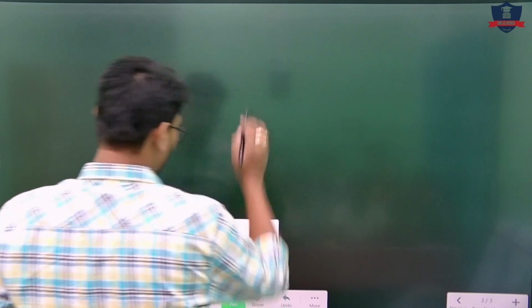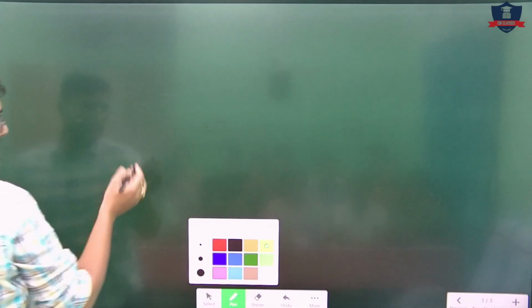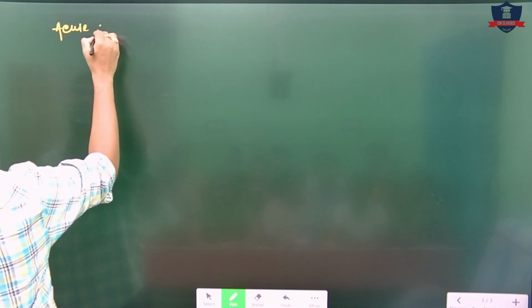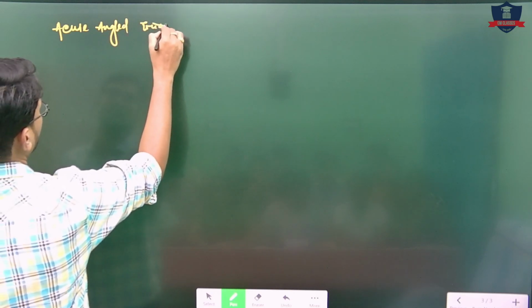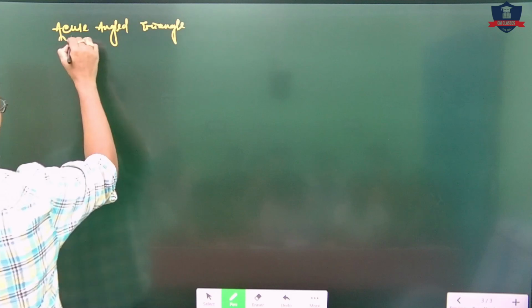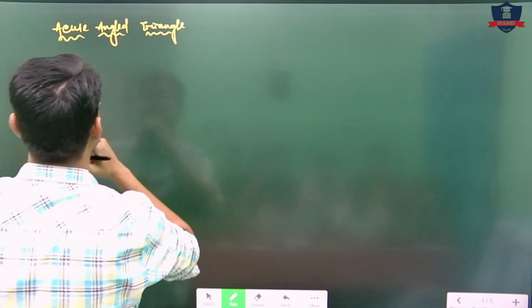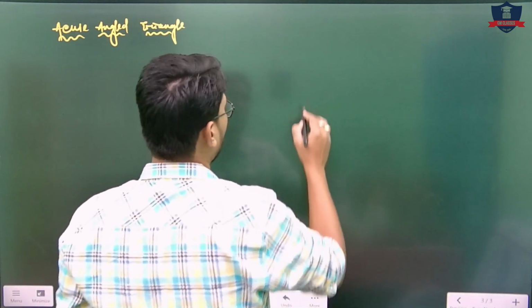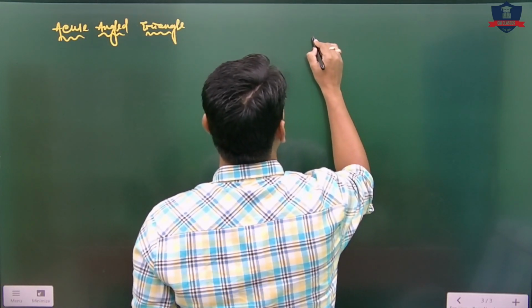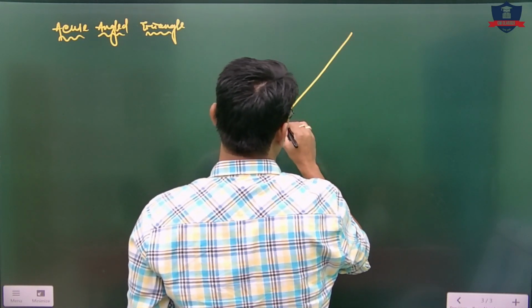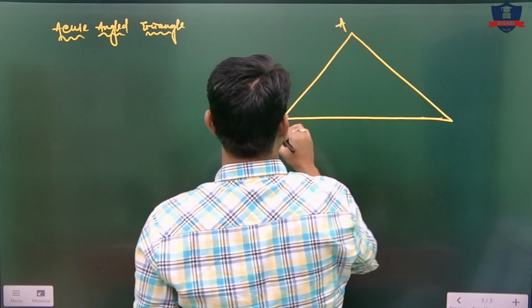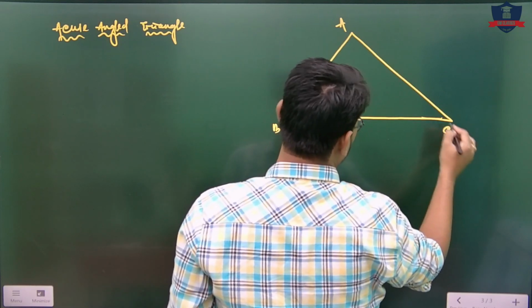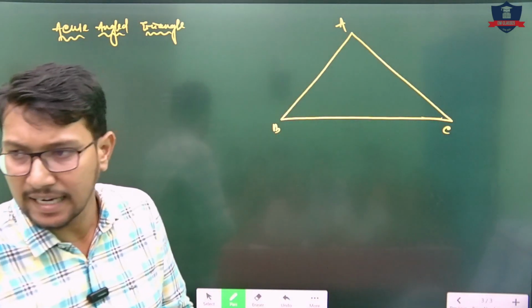Now see everyone, that was the right angle triangle, over. Now we are going to discuss the acute angled triangle. So what are we going to find now? Area. Acute angle means what? Whose all angles are how much, bacho? Less than 90 degree.